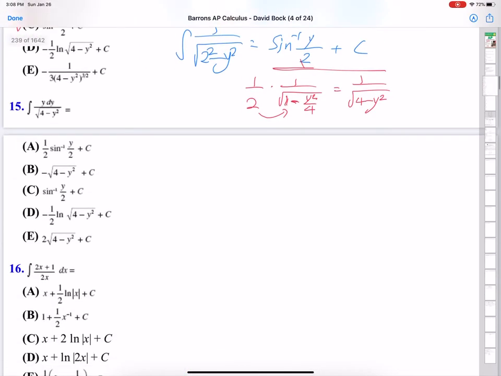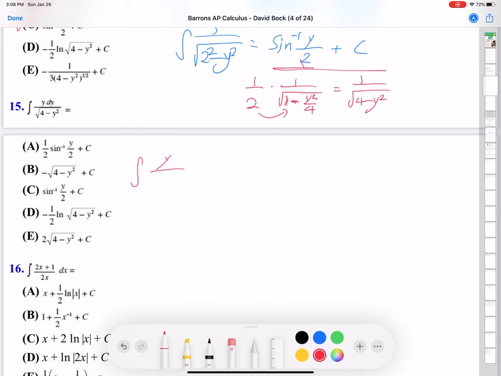Number 15. Number 15. Integral y over square root of 4 minus y squared dy.